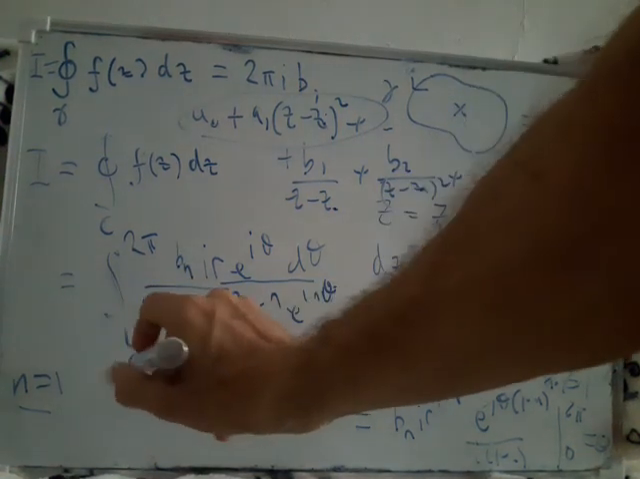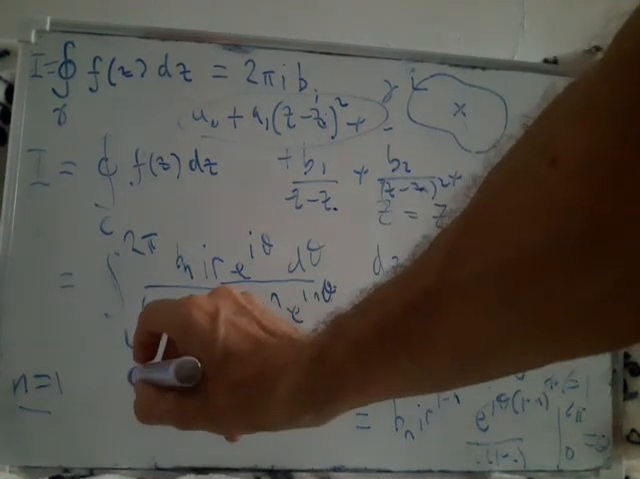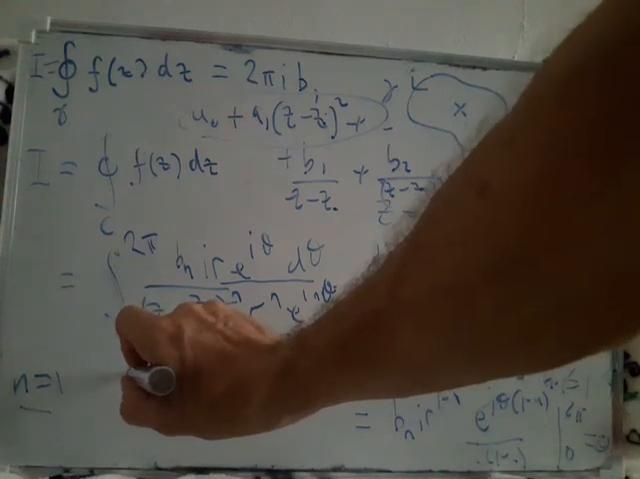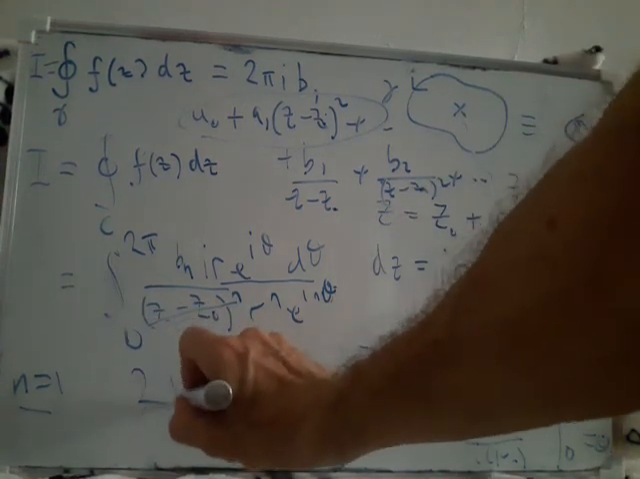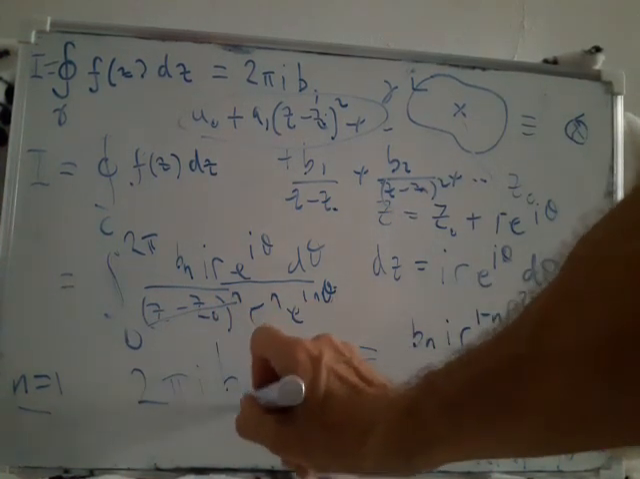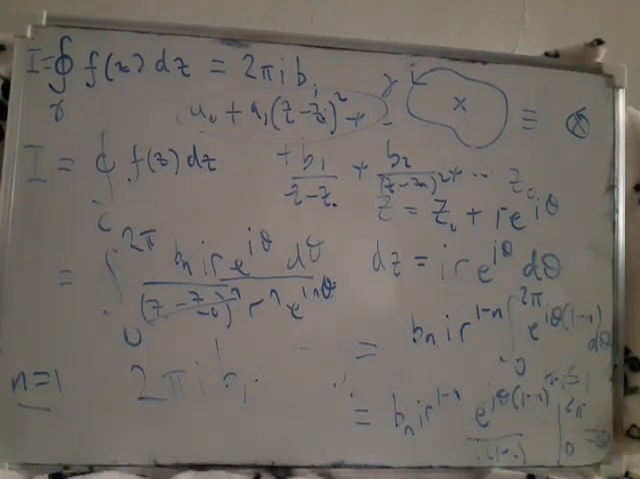So the integral of b1 times i between 0 and 2 pi is simply 2 pi i b1, which is the result we want to prove.